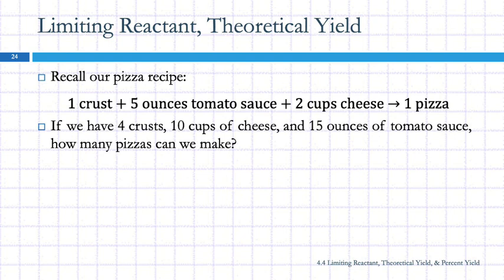Yeah, so what we have to do is look at each of these ingredients and see how many pizzas I could make with that much. So with 4 crusts, we could make 4 pizzas, right? And then the others are not quite as obvious, but 10 cups of cheese, there's 2 cups per pizza, so that would be 5, right? And then here's 15 ounces. We need 5 ounces for each pizza.